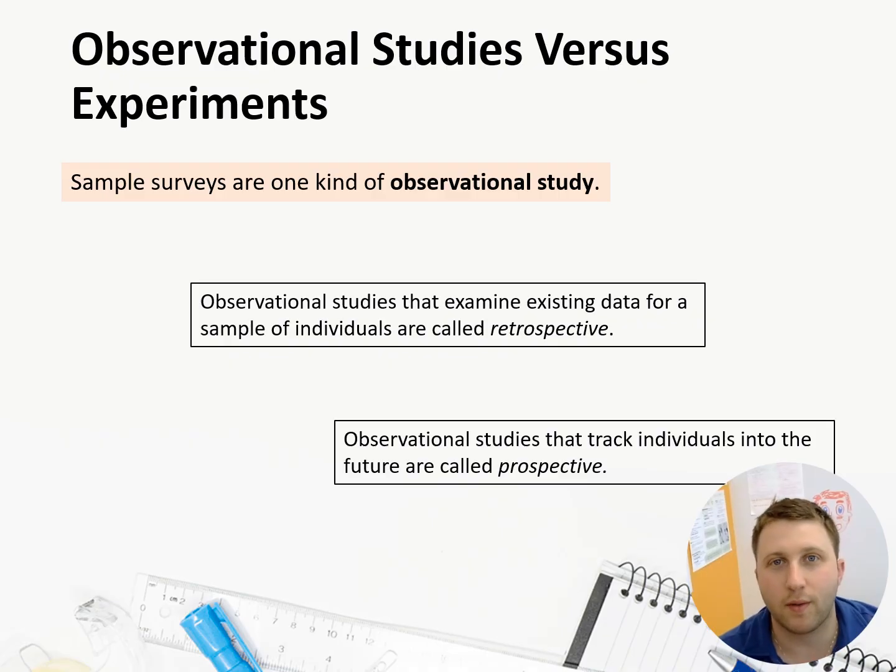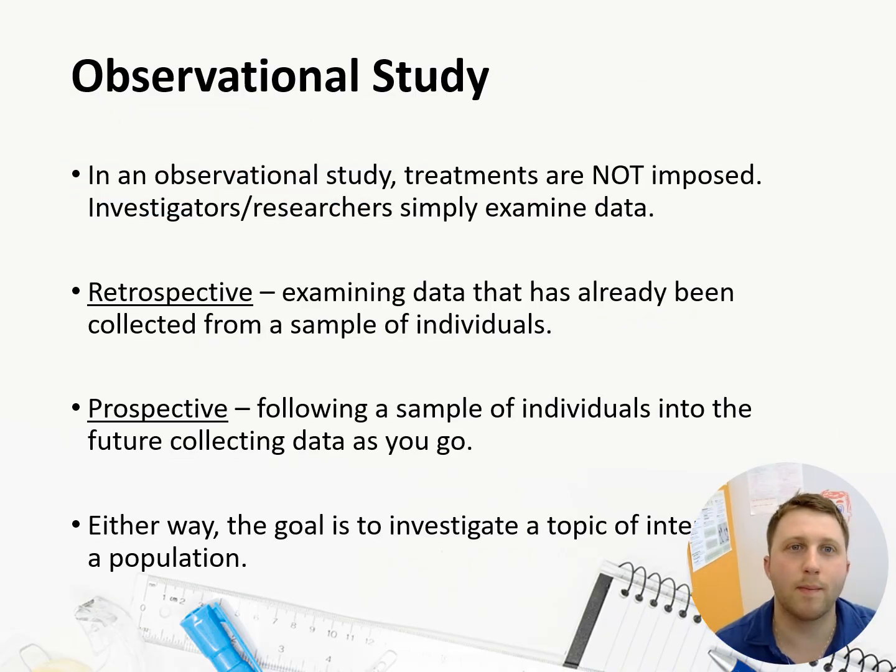In a retrospective observational study, we are looking at existing data from the moment that we sample our experimental units. So we randomly select some individuals and we look only at information from that moment into the past. Whereas a prospective observational study randomly selects some individuals in the present and follows them and collects data from them as they move into the future. And just remember that one easy way to remember the difference between an observational study and an experiment is that treatments, and that's treatments with an S, plural, are not imposed on participants in an observational study, but they are imposed on participants in an experiment.